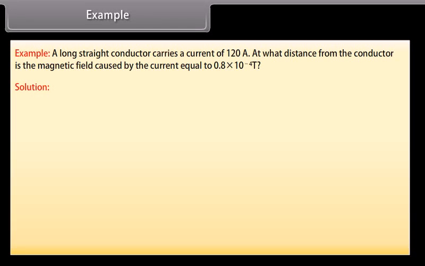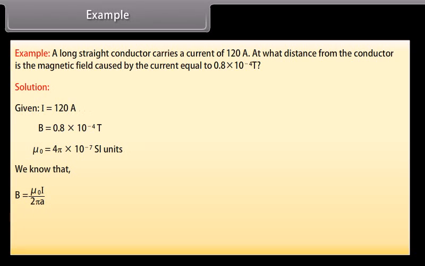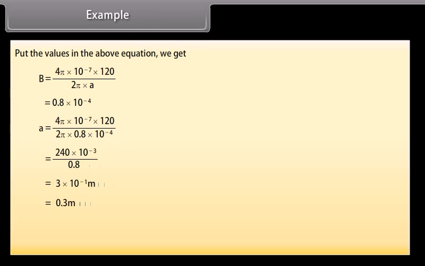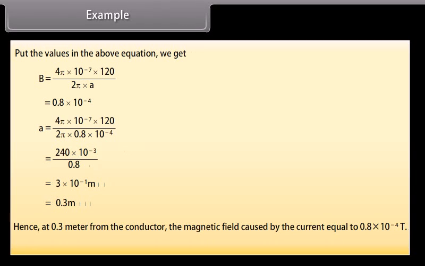Let's see the solution. Here, the given values are I is equal to 120 ampere, B is equal to 0.8 into 10 raised to the power minus 4 Tesla. Mu naught is equal to 4 pi into 10 raised to the power minus 7 SI units. We know that B is equal to mu naught I upon 2 pi A. By putting the values in the equation, we get the value of A is equal to 0.3 meters. Hence, at 0.3 meters from the conductor, the magnetic field caused by the current is equal to 0.8 into 10 raised to the power minus 4 Tesla.